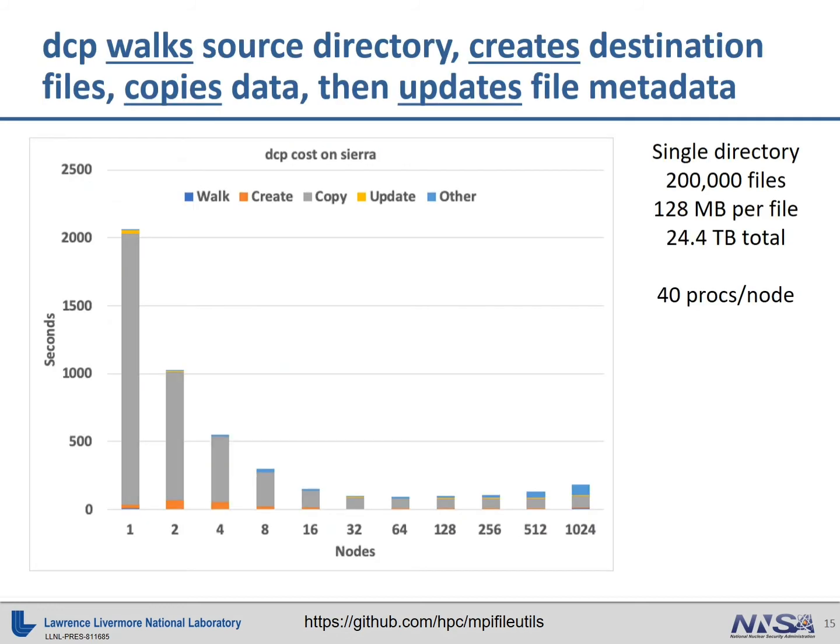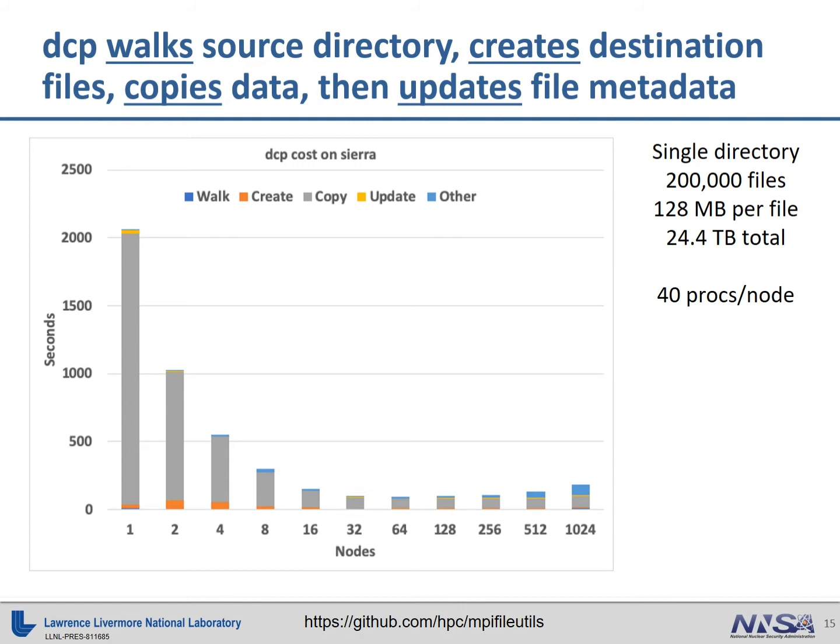So here I'm showing the DCP cost to copy that data set on Sierra as we scale up the node count from 1 to 1,024 nodes. The cost is shown in seconds on the y-axis. So recall the original DCP from the Los Alamos work was built entirely on libcircle. All phases of the copy operation were done as libcircle operations, from walking the source directory to creating the destination directories and inodes, to copying data, and then finally updating the metadata on the files in the destination.